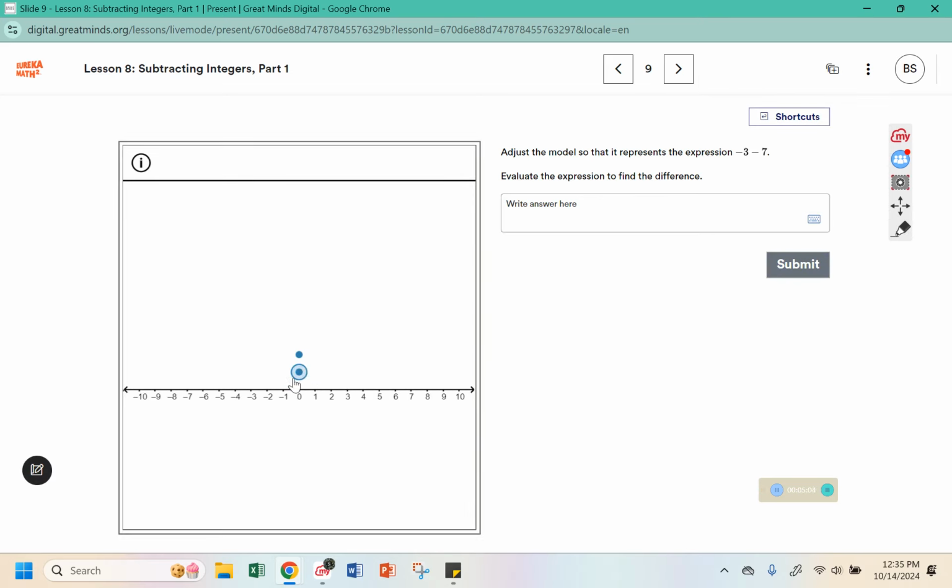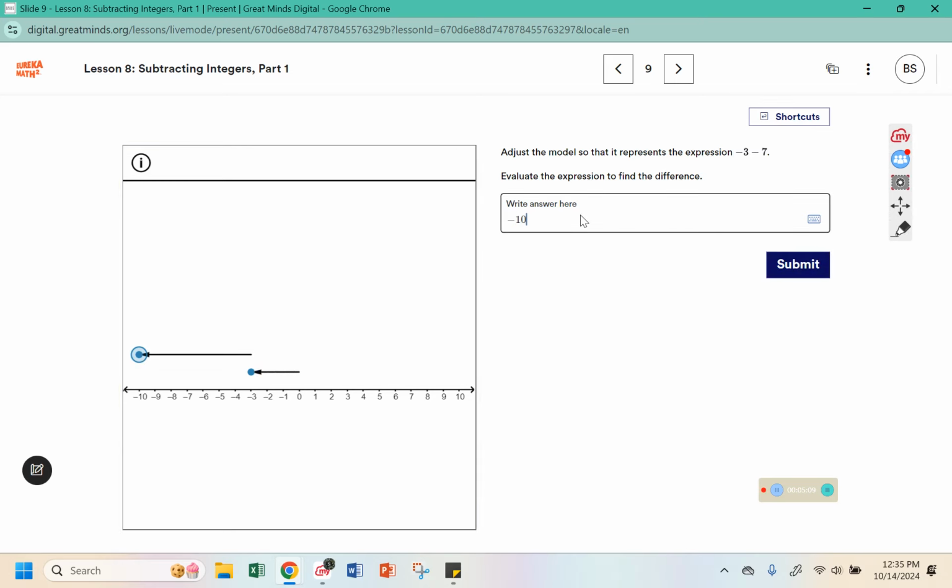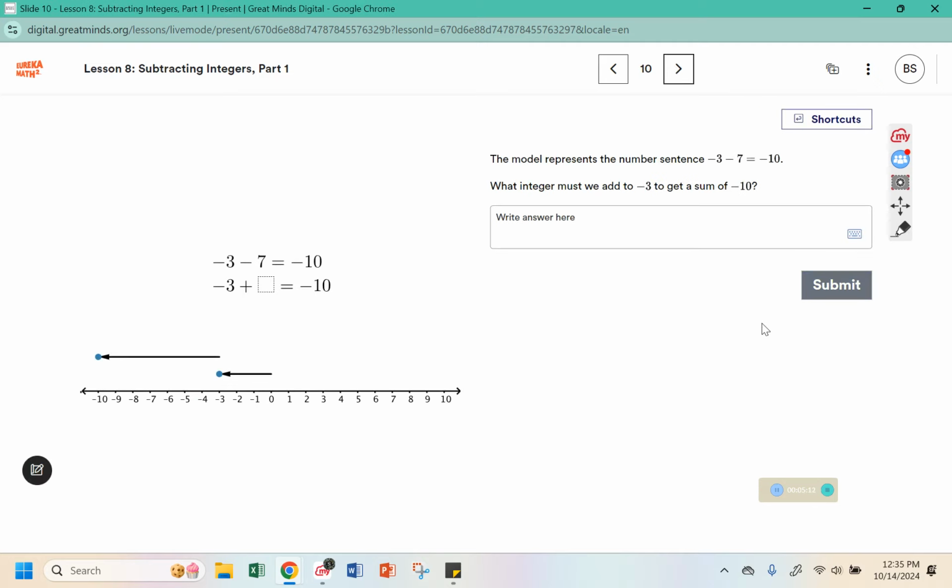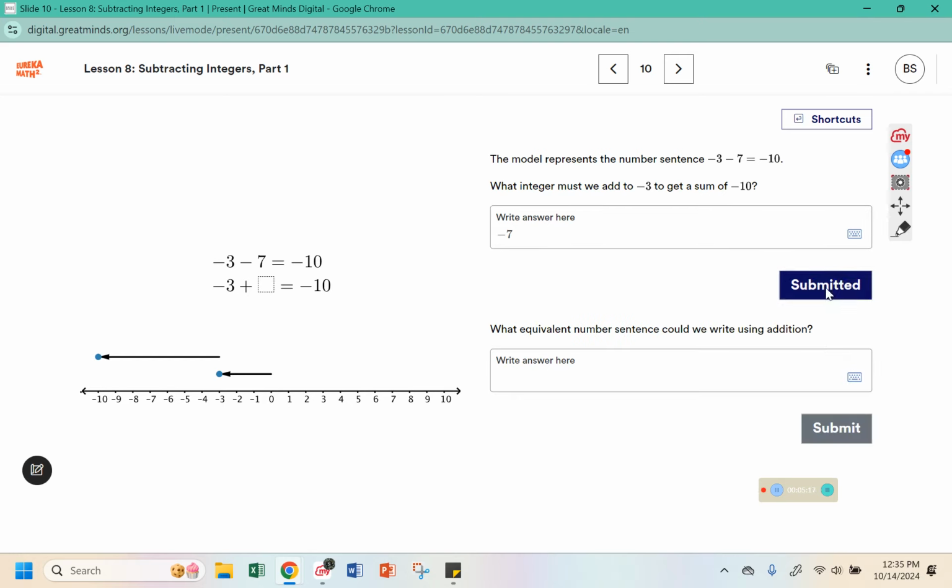Adjust the model for -3 minus 7. We ended up at -10. We could add -7 to -3 to get a sum of -10. So again, we're seeing that leave, change, change. Leave the -3, change to plus, and then change it to its opposite. The opposite of 7 is -7.